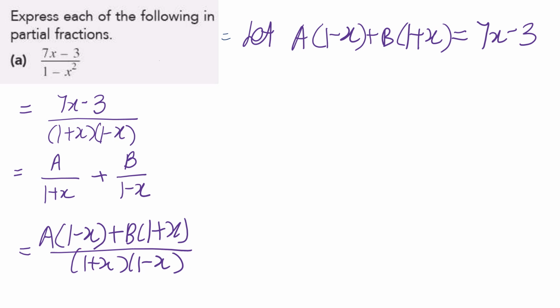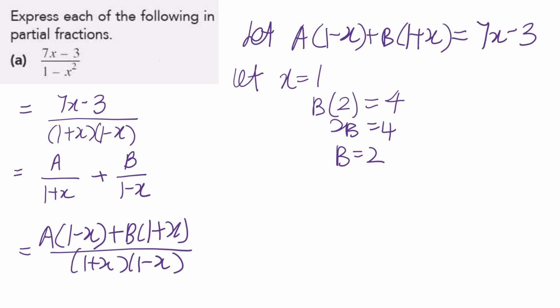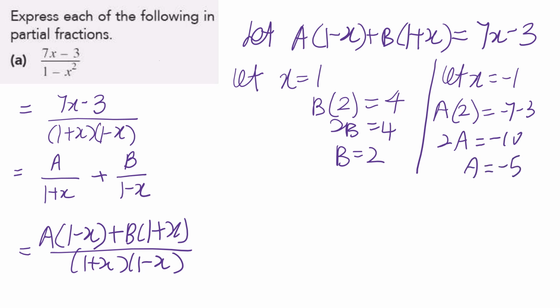Okay, right. So we're going to use the substitution method to find the values of a and b. We can substitute x to be 1, because when you substitute x to be 1, basically 1 minus 1 will give you 0. So 0 times a will give you 0. In this case, we eliminate the constant a, leaving only b, so that we can find the value of b, which is 2. And then we're going to let x be negative 1 to eliminate constant b, so that we can find a to be negative 5.